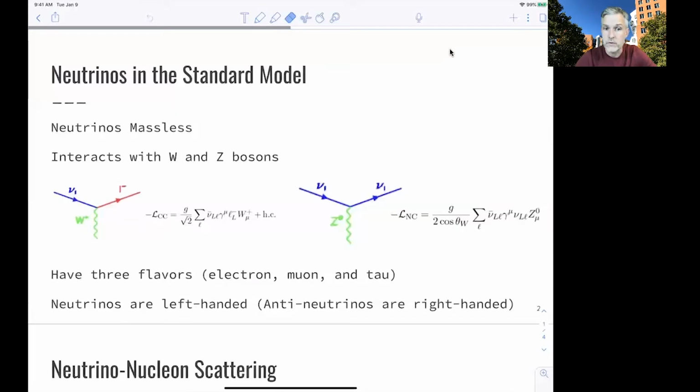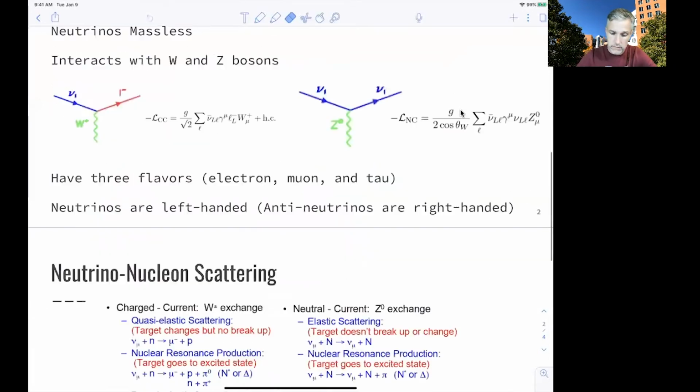On that story, neutrinos have three flavors. They come in electron flavor, muon flavor, or tau flavor. Neutrinos are left-handed, antineutrinos are right-handed. So that's the story. That's how neutrinos are characterized in the standard model.